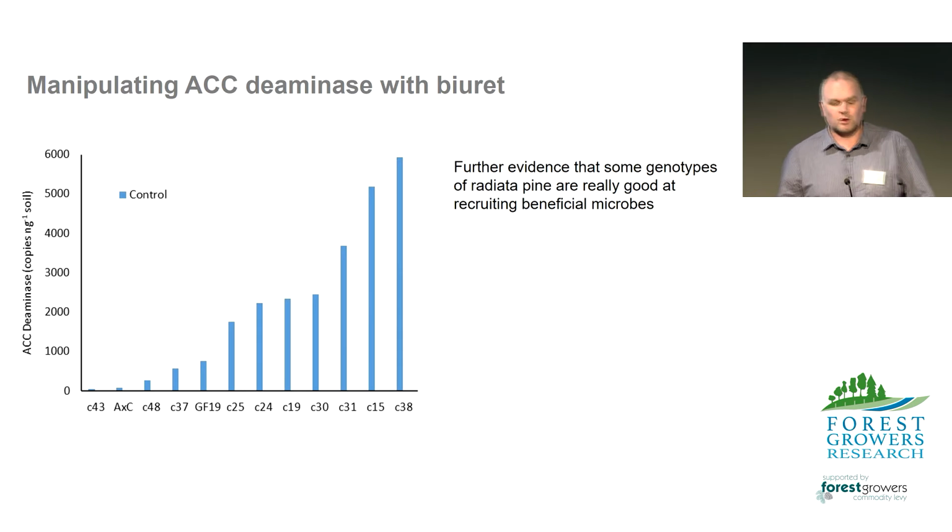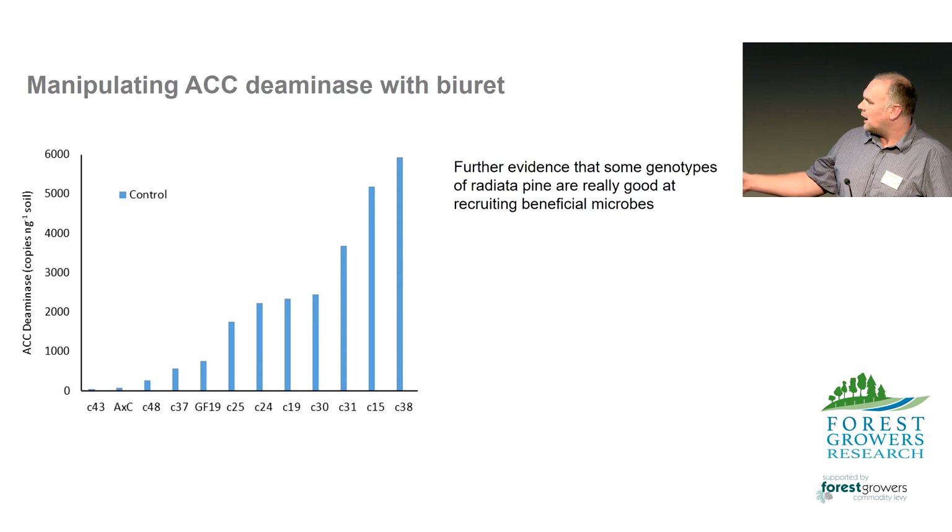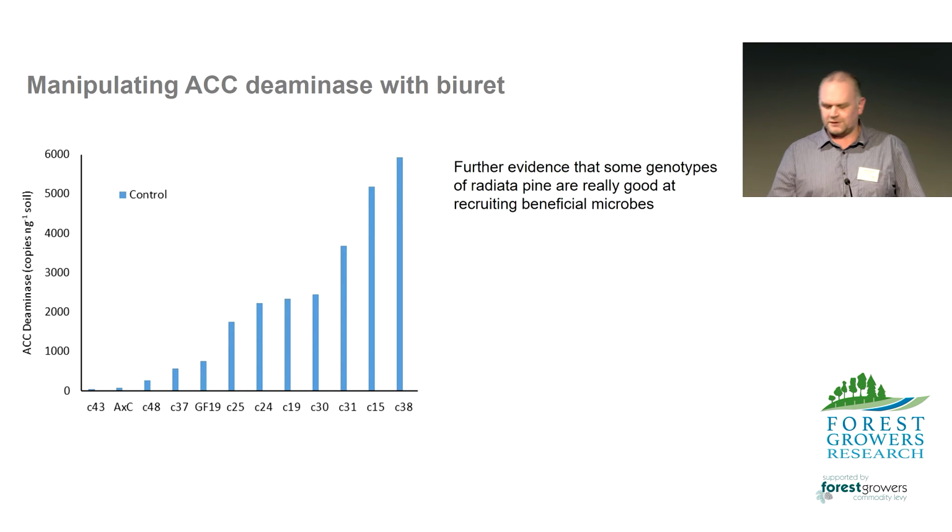The other opportunity we took with Biuret is to take that stimulation of microbial activity and see what we could do with ACC deaminase, which Sarah just talked about. Again, exploring the variation with genotype out in the field, we saw huge variation. We had some clones with almost single-digit gene copy numbers, up to things in the thousands. And some of our high-performing, very resistant clones are naturally really good at attracting the bacteria that help them with that resistance.